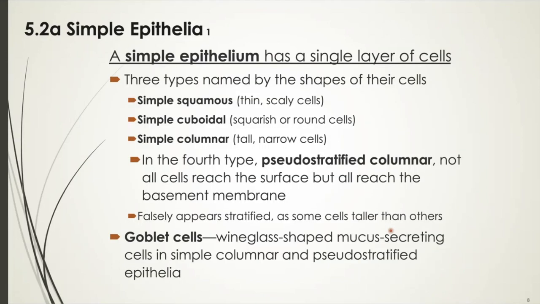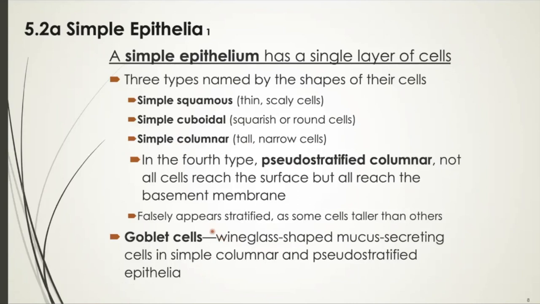So, alrighty, let's back this up again. You also have your simple columnar. That is going to be one layer of those columnar cells. I already told you about the pseudostratified, but what made the difference on that, that false appearance. So your goblet cells.